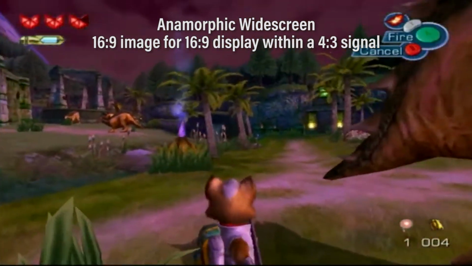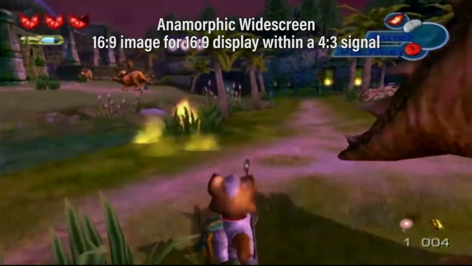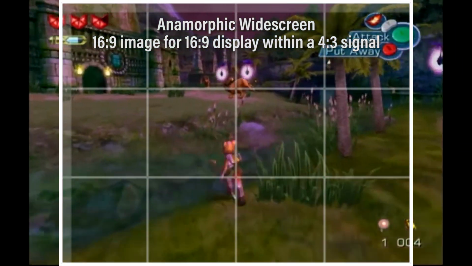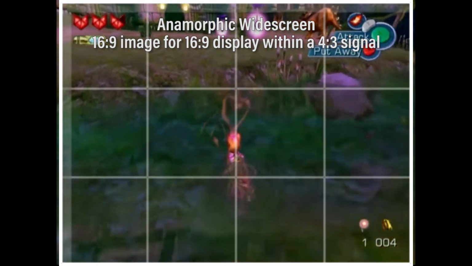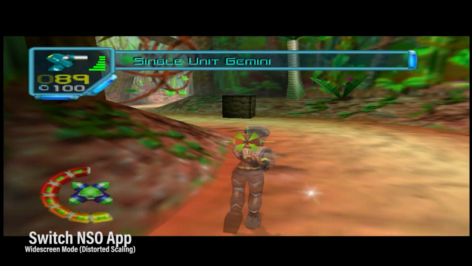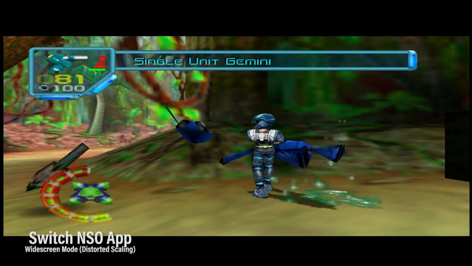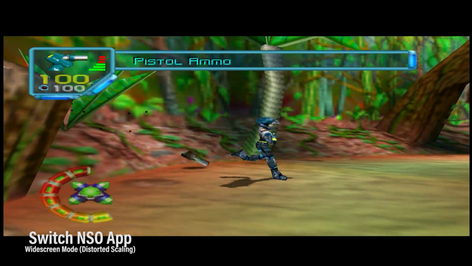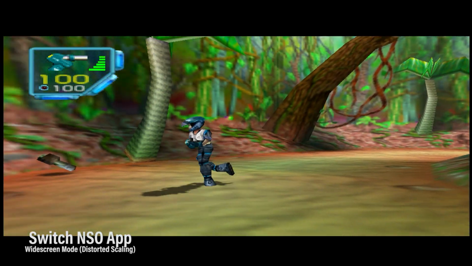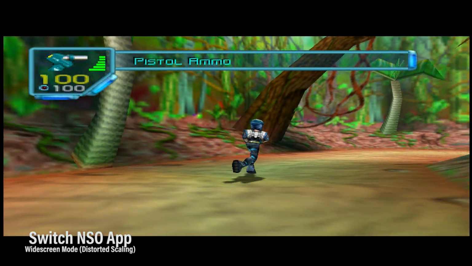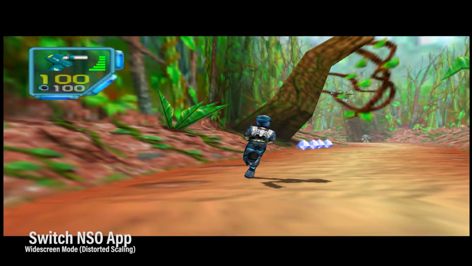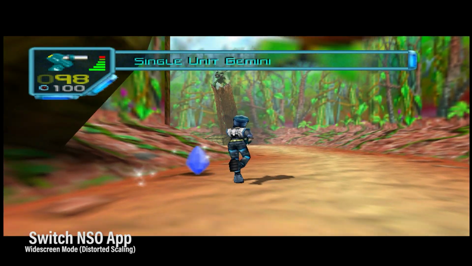You can see it in games like Star Fox Adventures, where when you toggle on the widescreen if you're playing on a 4:3 display, the image will kind of squish. And this is the technique that the Switch is attempting to account for when it runs Force Gemini in widescreen mode. So there's our problem. Force Gemini is using letterboxed widescreen, and the Switch is accounting for anamorphic widescreen.